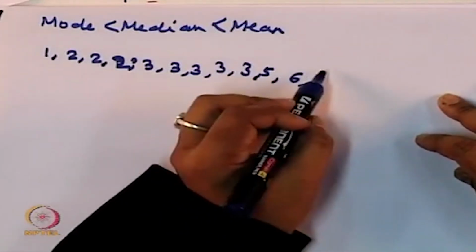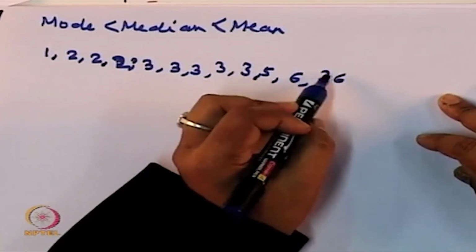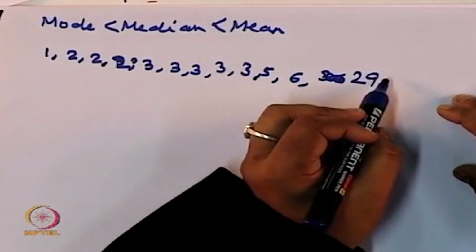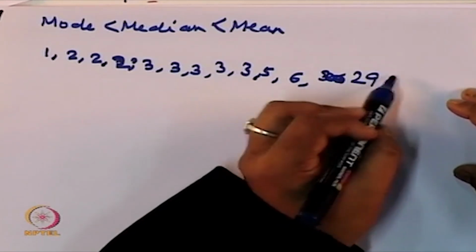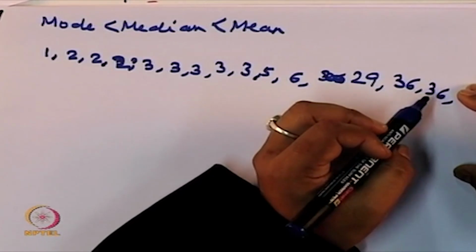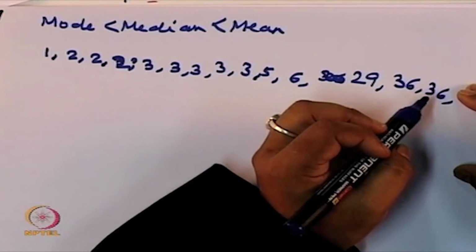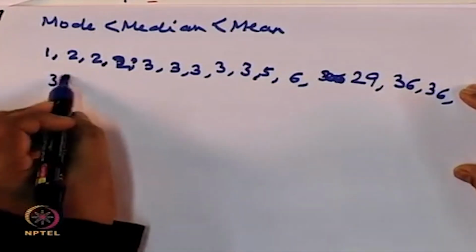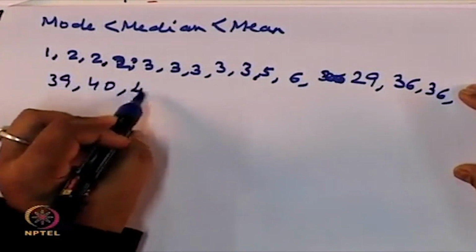then you have 36, no sorry, 29, 36, 36, 39, 40, 41. So, 39, 40, 41.